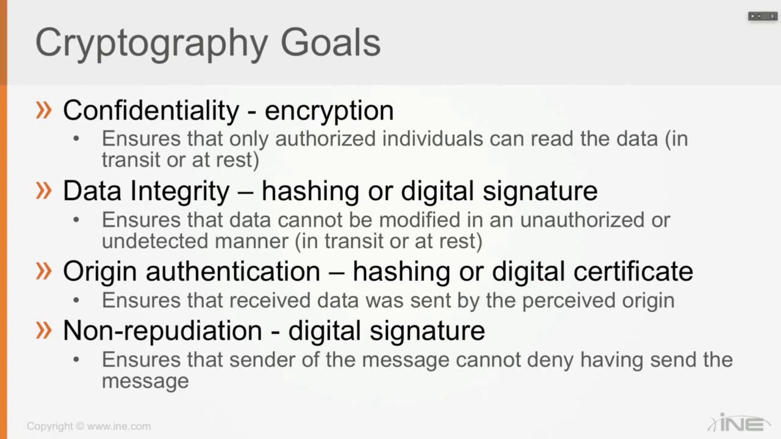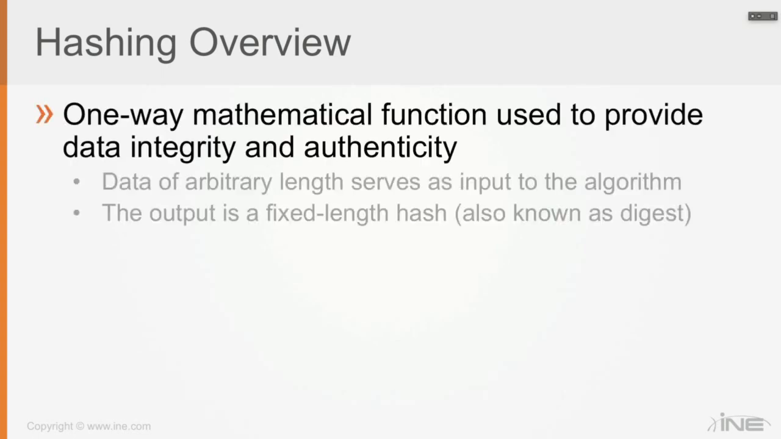So those are the main goals of cryptography, and then I'm going to speak about all the possible algorithms, and which ones are going to be used for which of those four scopes, the four goals. So first of all, let's look at the hashing overview. Hashing is going to be a one-way mathematical function.